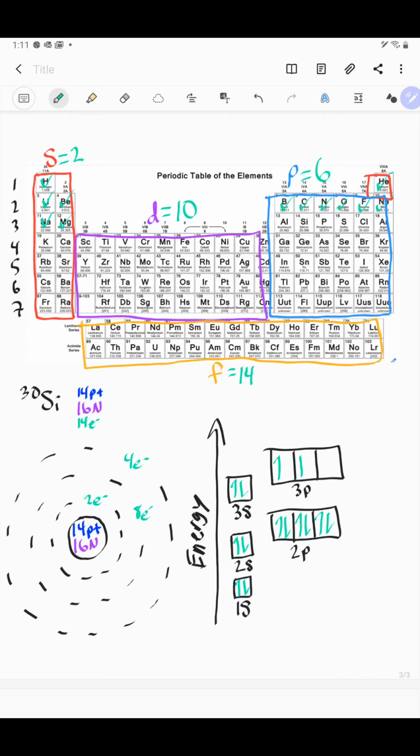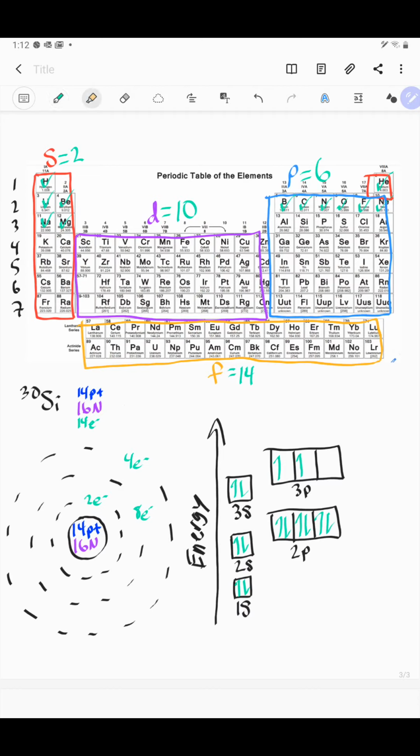So 1, 2. And make sure they're in different boxes because remember, every box needs at least 1 electron before any of the boxes within that orbital can have 2 electrons. So those 2 electrons go in separate boxes, and we can now start double checking our answer. We have 14 total electrons drawn, just like we calculated that there should be 14 electrons.